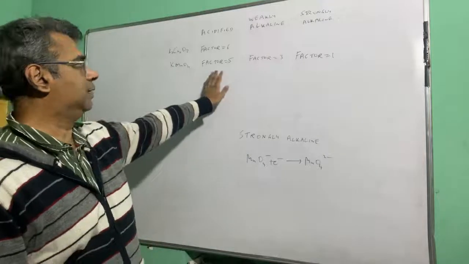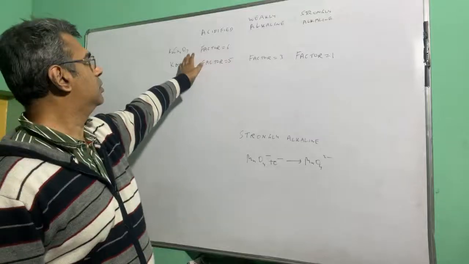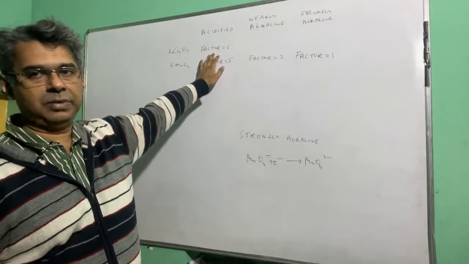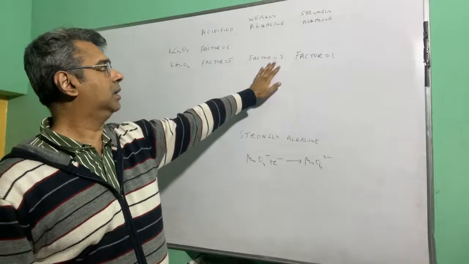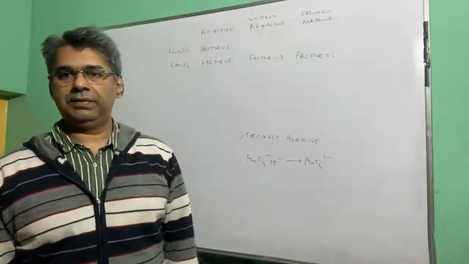So the factors you have to remember. K2Cr2O7 is acidified all the time, so the factor is 6. KMnO4 acidified factor is 5, alkaline factor is 3, strongly alkaline factor is 1.